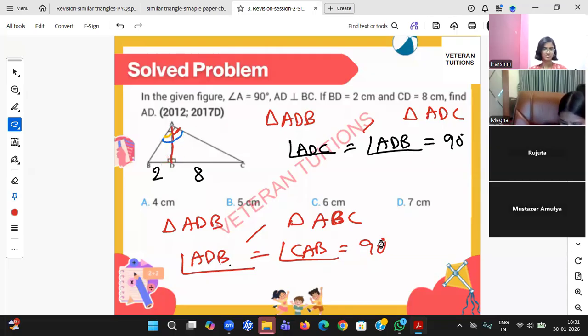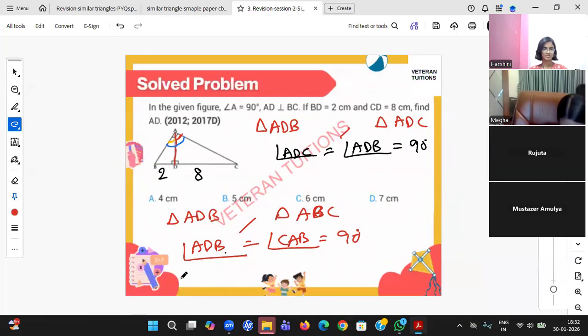Okay, then angle B equal to angle B, common. Okay, wonderful. So you got they both are similar, right? Triangle ADB is similar to triangle ABC.